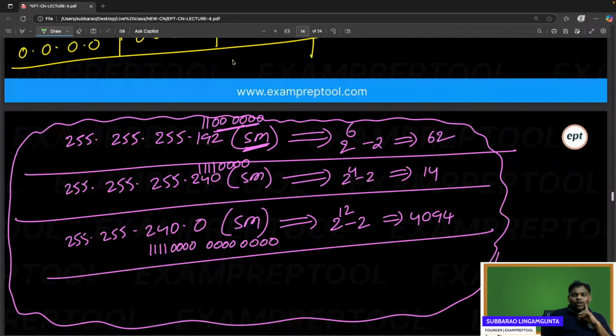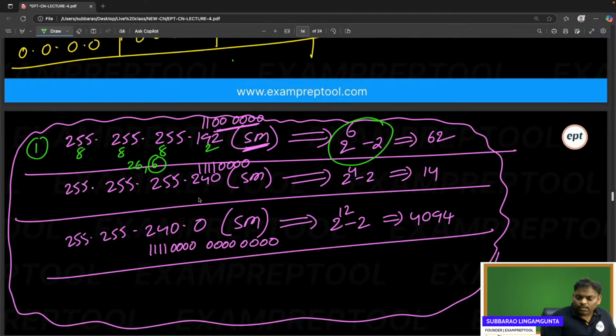Yeah, now give the answer. In the first one, how many ones are there? 8, 8, 8, I think it is 2. So 24 plus 2, 26. 26 ones are there. And one more thing is 6 zeros are there. 6 zeros means host purpose.